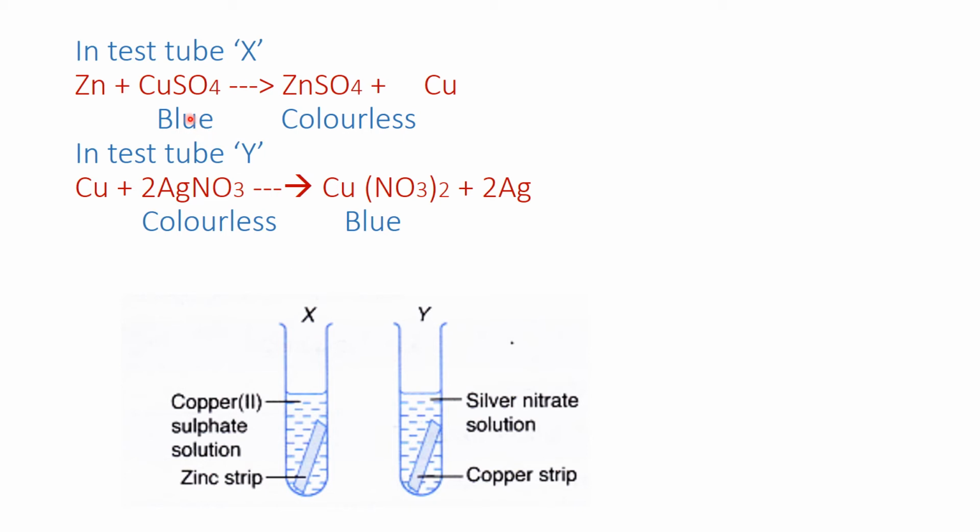So you can see the reactions: zinc plus copper sulfate. Zinc displaces copper from copper sulfate and changes to colorless zinc sulfate. And in case of the Y test tube, you can see copper reacts with silver nitrate and changes to copper nitrate, which is blue in color, and silver is separated here. So by these two reactions, again you will see that zinc is more reactive than copper. That is why the reaction could take place. And here copper is more reactive than silver. That is why the reaction happened here.